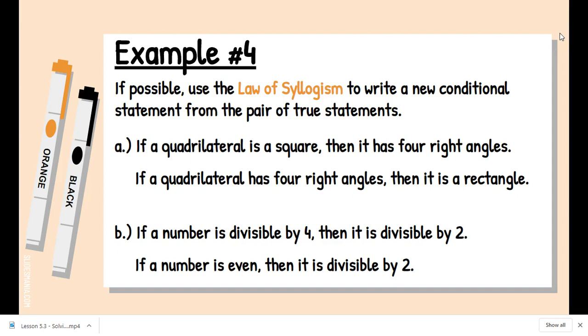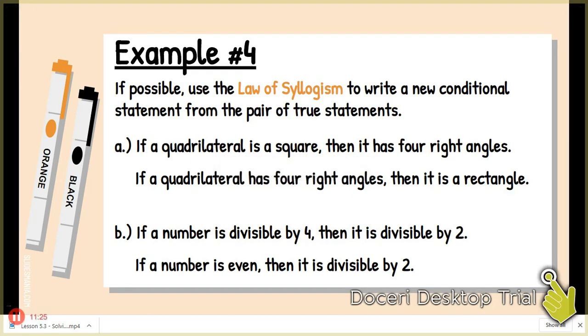If possible, this time we're going to use the law of syllogism to write a new conditional statement. So we're going to look at the first one, which says if a quadrilateral is a square, then it has 4 right angles. So for the law of syllogism to work, my next statement has to start with that conclusion. If a quadrilateral has 4 right angles, which it does, then it is a rectangle.